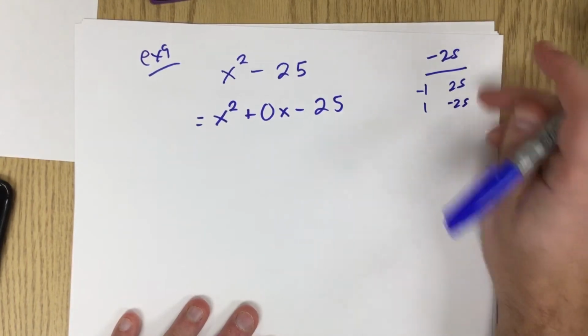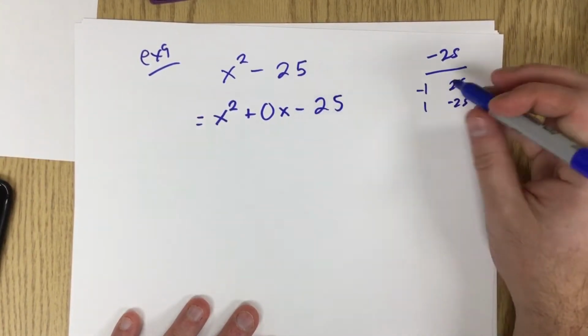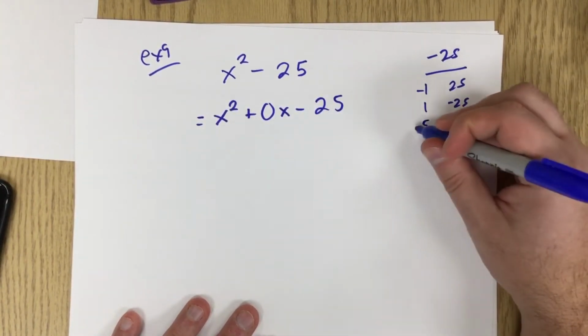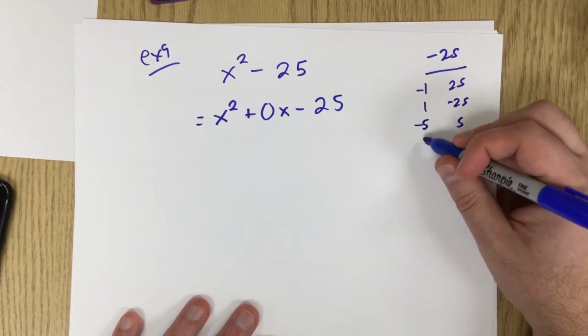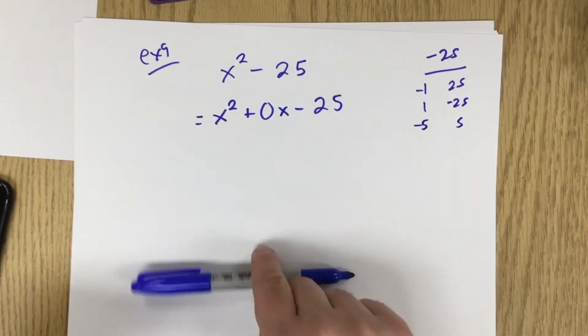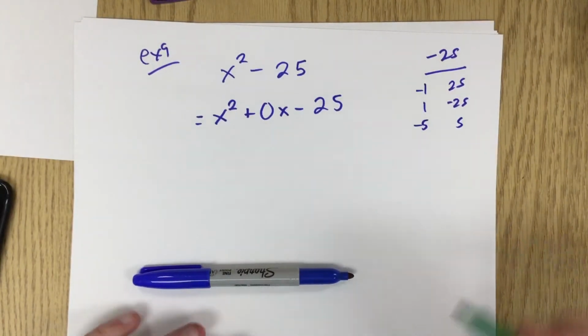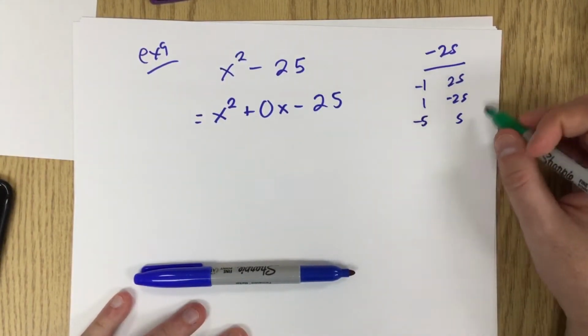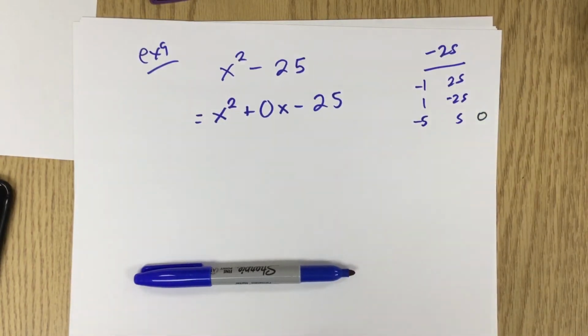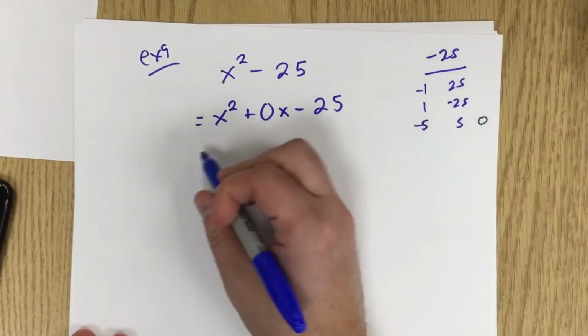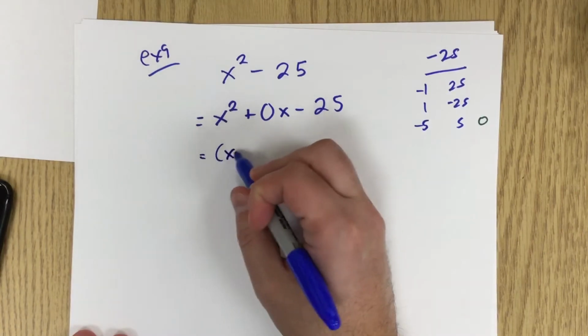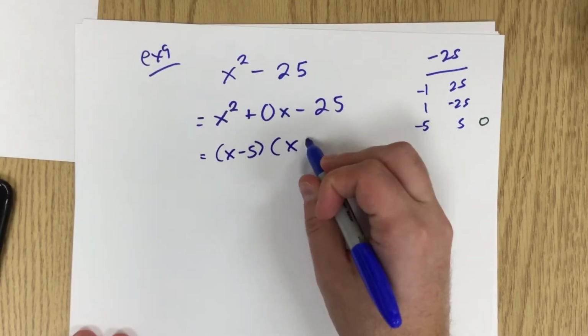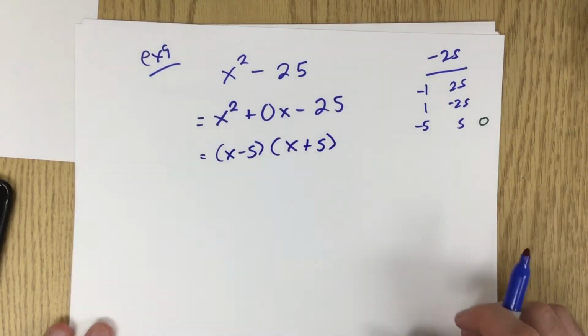2 doesn't work. 25 divided by 3, no. 25 divided by 4, no work. 25 divided by 5, that works. I guess negative could be on the other side. And which one of these adds up to 0? Well, that doesn't add up to 0, and that doesn't either. But this one, minus 5 and 5, that adds up to 0. And so this is going to be x minus 5 and x plus 5.